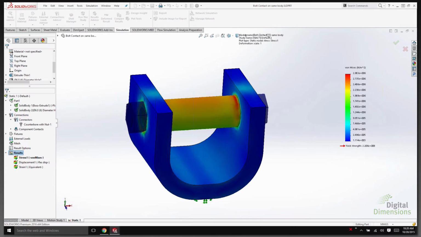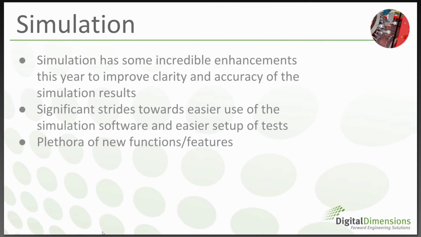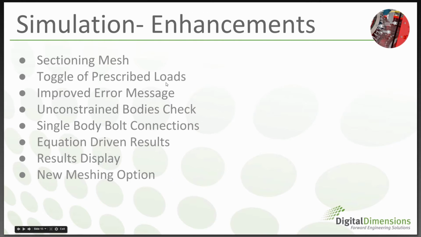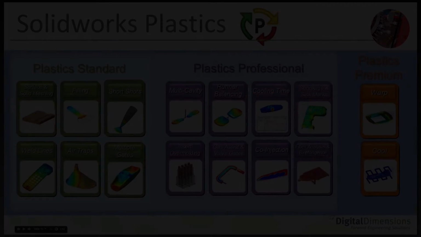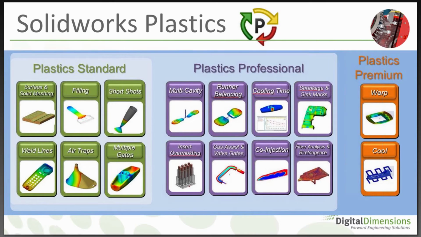Just real quickly to go over some of the new functionality, we have the section meshing, the toggling of the prescribed loads. So when we add that load, we can turn it off essentially. We have improved error messages, that new under constrained bodies check, single body bolt, and equation-driven results, a new way of evaluating the results with that section meshing again, and a new meshing option. So with that, we'll go ahead and transition over to Jared for our plastics presentation.